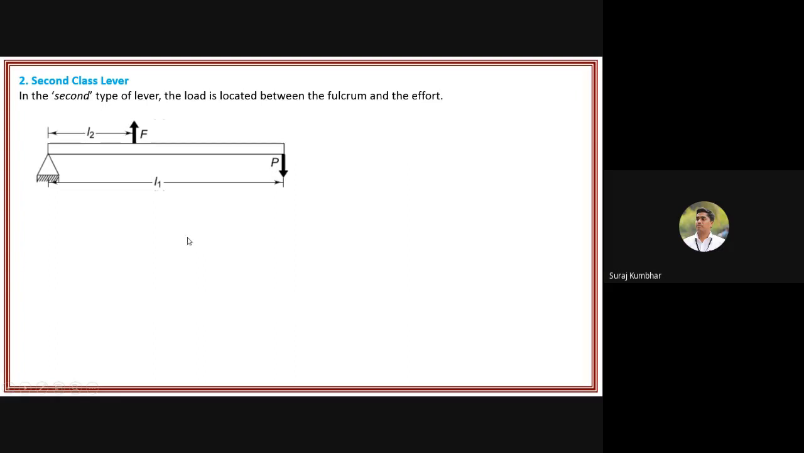Are you getting this? In the earlier case, the first class lever, your fulcrum was at the center, in between the load and the effort. But in the case of a second class lever, your load is located between the fulcrum and the effort. Here L1 is the length from the fulcrum to the effort. So here L1 is greater than L2. Are you getting this?